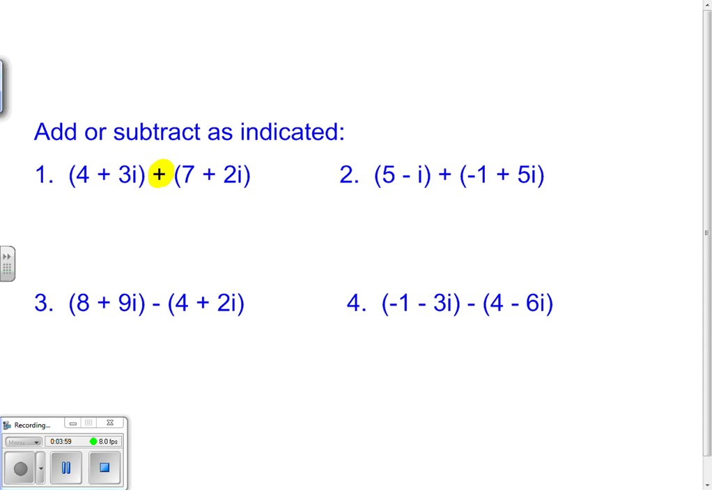In order to add complex numbers, all you do is add the real parts. 4 plus 7 is 11. And then the imaginary parts. 3i plus 2i is 5i.